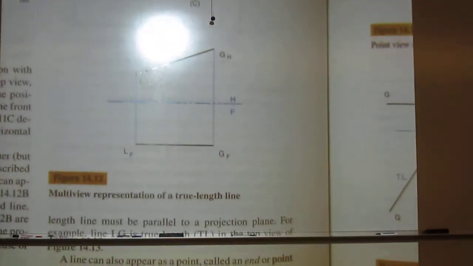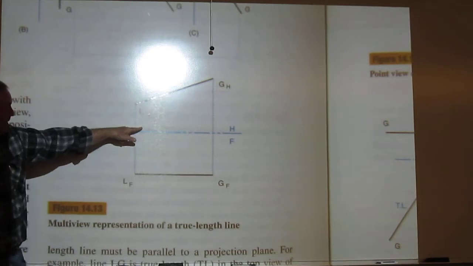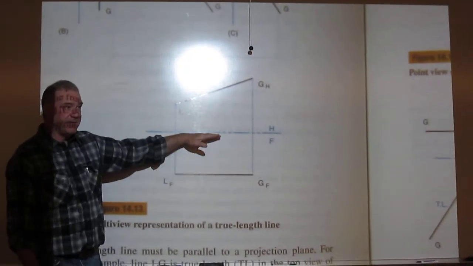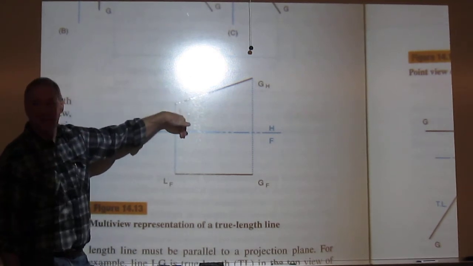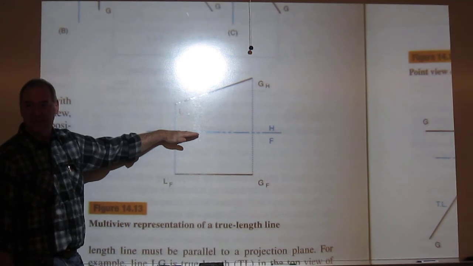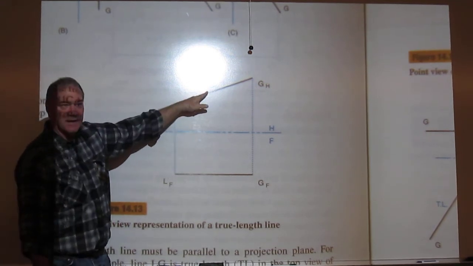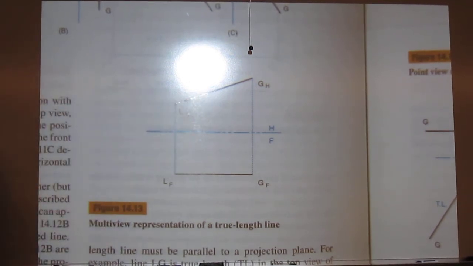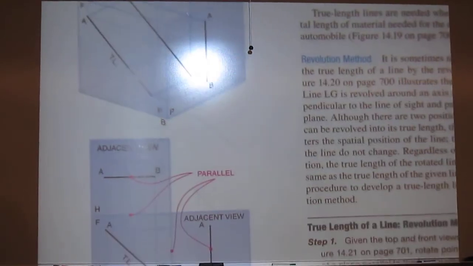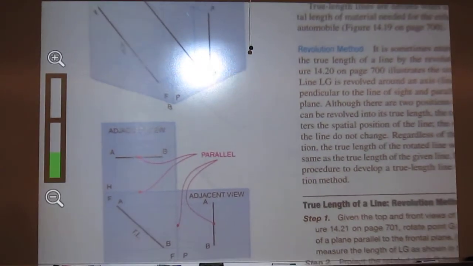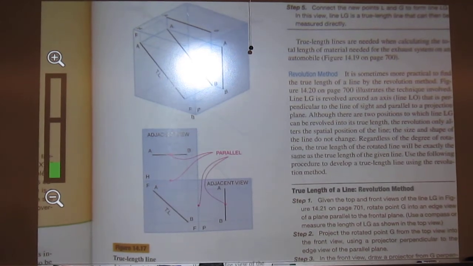So in essence, here's my fold line. I have a line that is parallel to that fold line. Remember, for me to project into this view, I am looking perpendicular to that fold line, right? Because this represents the edge of the glass box. Therefore, the line up here must project true length. So the first step in the process is determining which lines are true length. There's a little better example on 1417 where they actually unfold the box for you right here and show you this process.